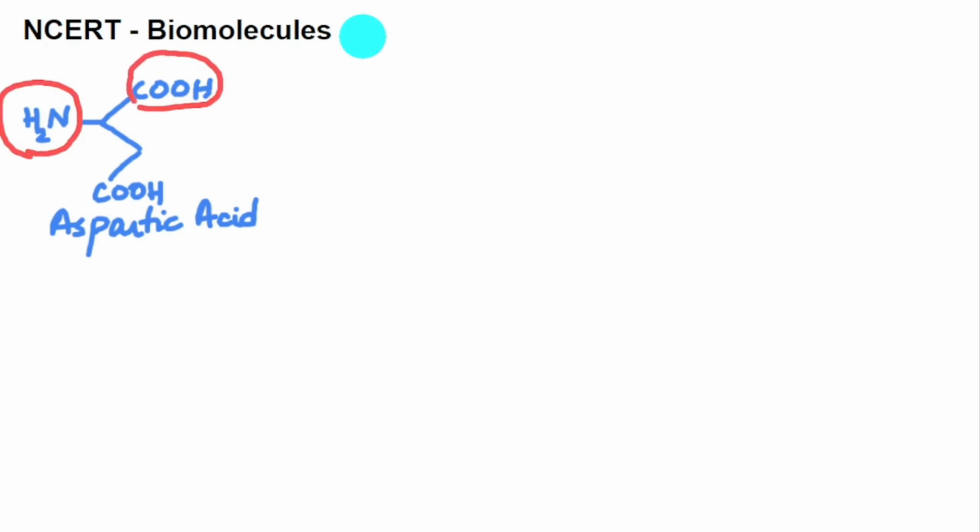Okay. And what is the total number of carbon? So in this line structure, every bend and every end is a carbon. So this is carbon number 1, 2, 3 and 4. This is fourth carbon. And fourth carbon also is a carboxylic acid group. And this is the reason this is a negatively charged amino acid.